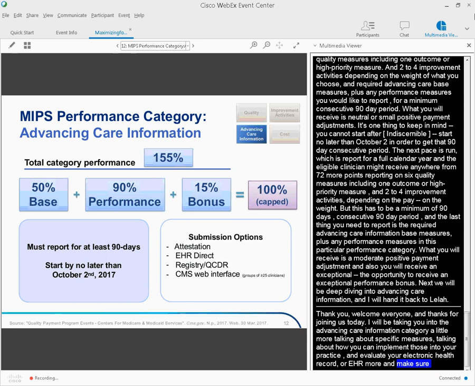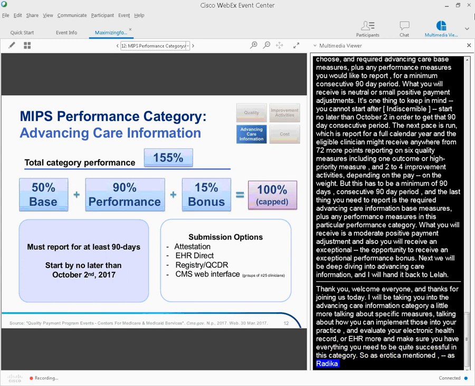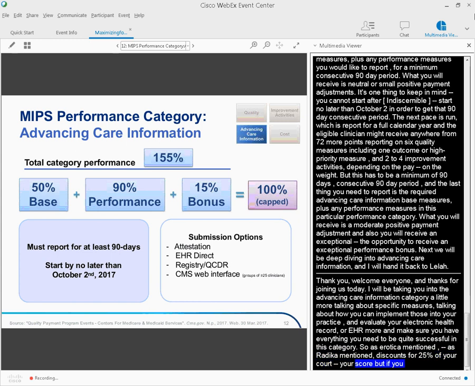So as Radhika mentioned, the Advancing Care Information category accounts for 25% of your total MIPS score. Now, the way you get to the full 25% is kind of peculiar. If you look at this slide, you can see that the total category performance equates to 155%. And some of you are probably scratching your heads saying, how can you get over 100% in a category? And here's how. 50% of that 155% comes from those required base measures, as Radhika mentioned.